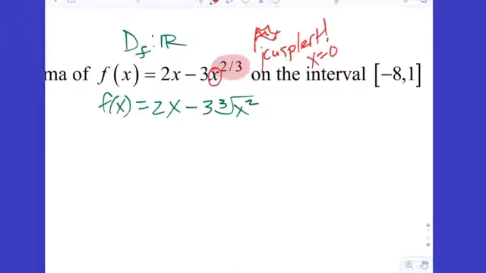So now we need to find the critical values. Team endpoint is already in the green room eating all the food, -8 and 1. It's going to make them fat and lazy when it comes time to compete. That may work to team critical values advantage.